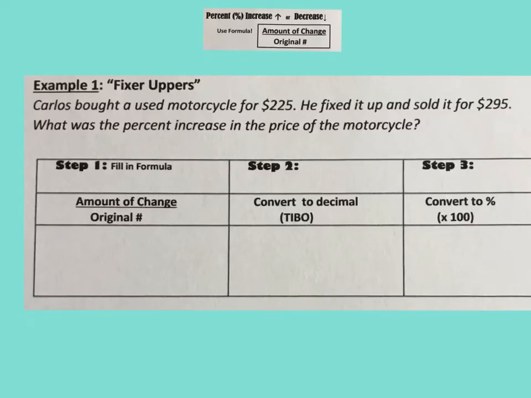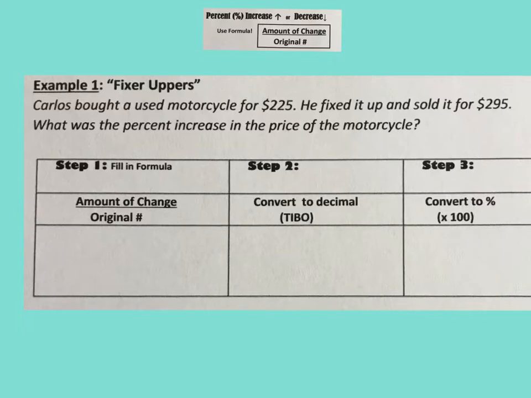All right, here's our first example problem. And I'll call these type of problems fixer-upper type problems. So example 1, Carlos bought a used motorcycle for $225. He fixed it up and sold it for $295. So what was the percent increase in the price of the motorcycle?